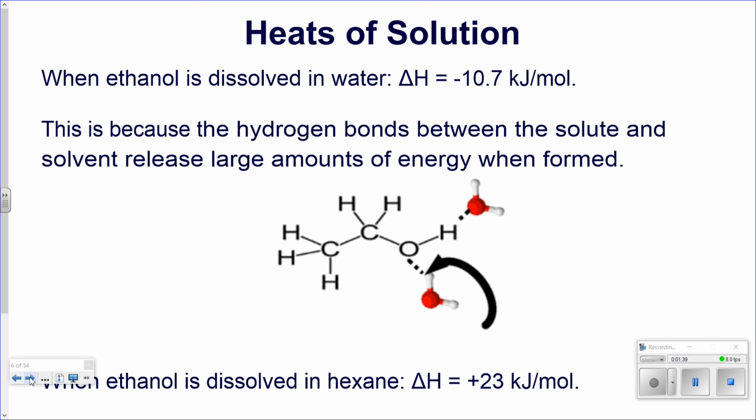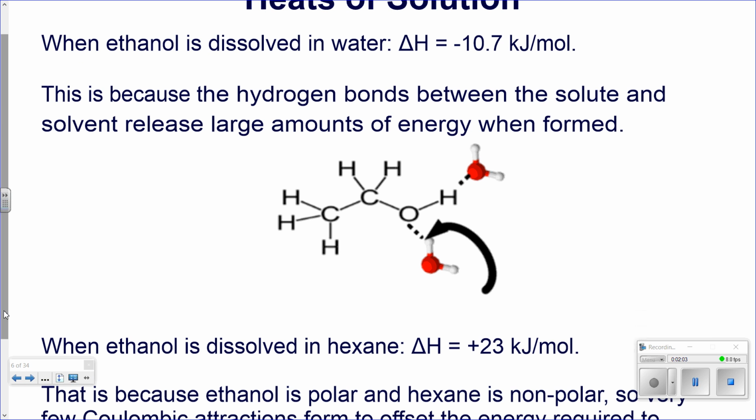So let's go through a couple of these things here. When we talk about heat of solution, in other words, when ethanol is dissolved in water, the delta H for this heat of solution is negative 10.7 kilojoules per mole, okay? Now, notice it's exothermic, and so this is the energetics we're talking about here. When this happens, negative 10.7 kilojoules of heat is evolved or kicked out. And the reason is because of steps 1, 2, and 3 that we just looked at, okay?